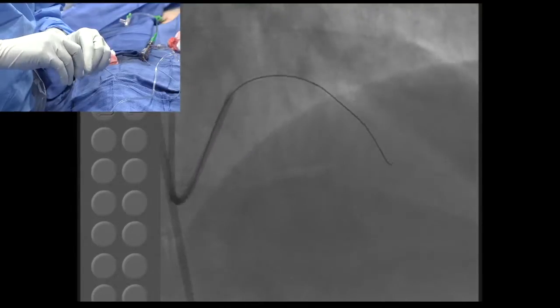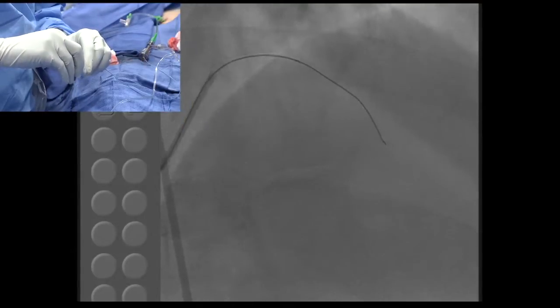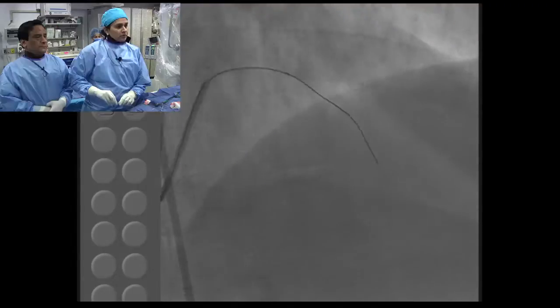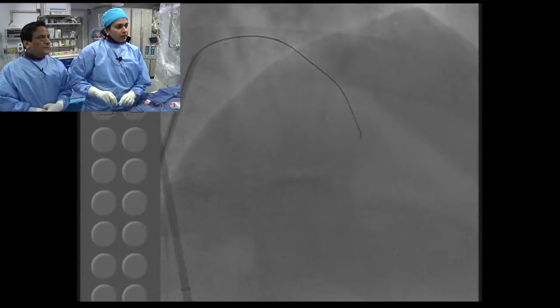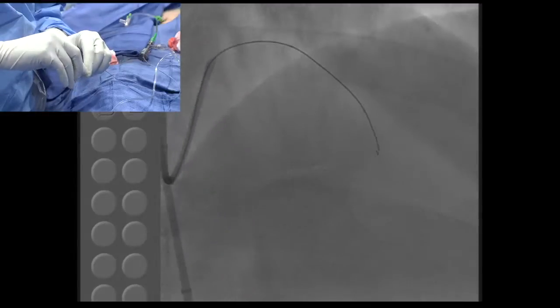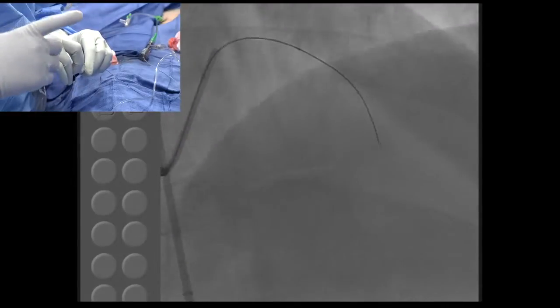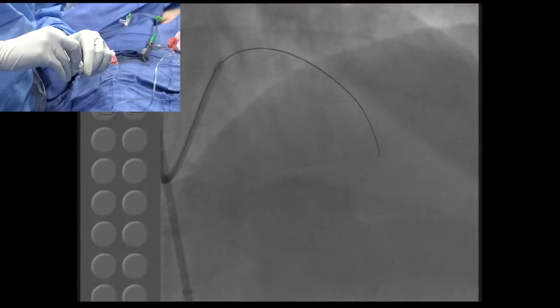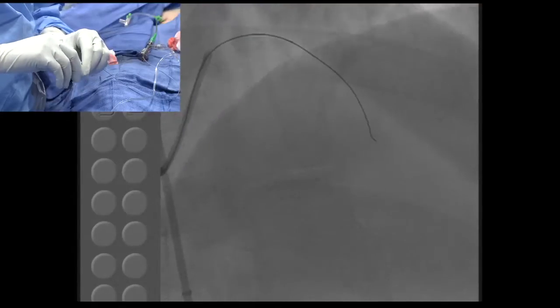Making excellent progress here, Anu. Feel reasonably confident it's in the true lumen? The tip is moving free. Moving very nicely, yes. And the signal is, you're not having any PVCs, it's a good sign. Keep going.